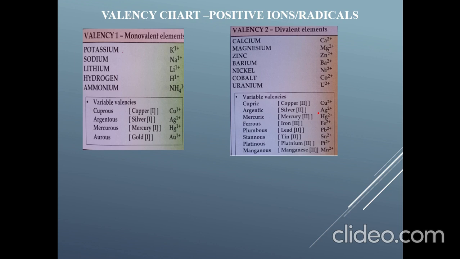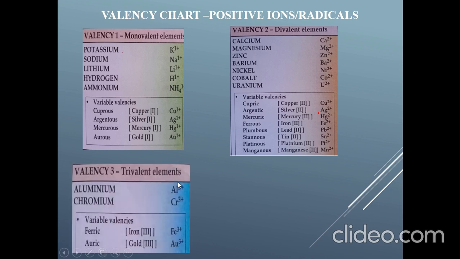Then cupric Cu2+, argentic Ag2+, mercuric Hg2+, ferrous Fe2+, plumbous Pb2+, stannous Sn2+, platinous Pt2+, manganese Mn2+. All of them have valency 2. So all of them fall under the category of divalent elements. They are divalent in nature.